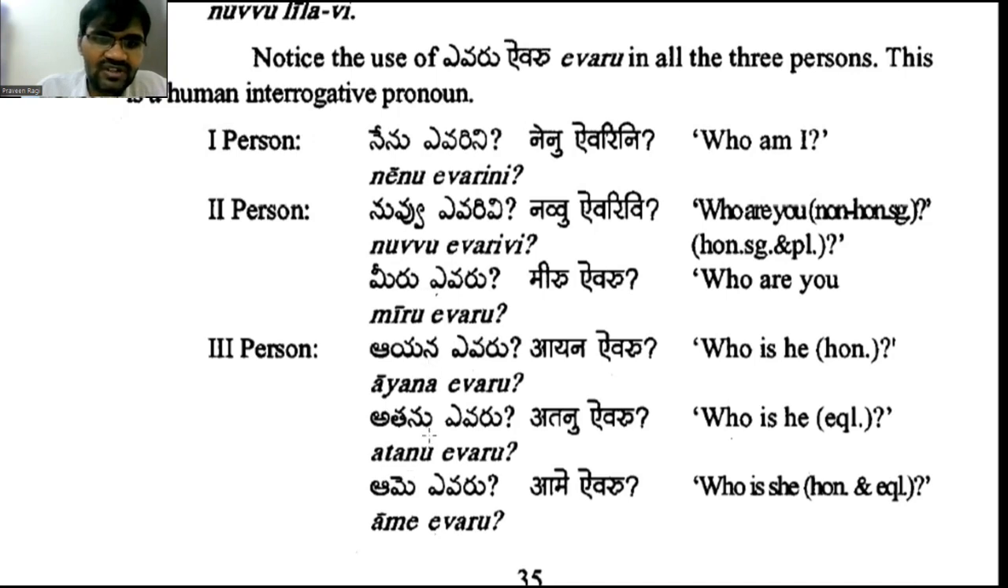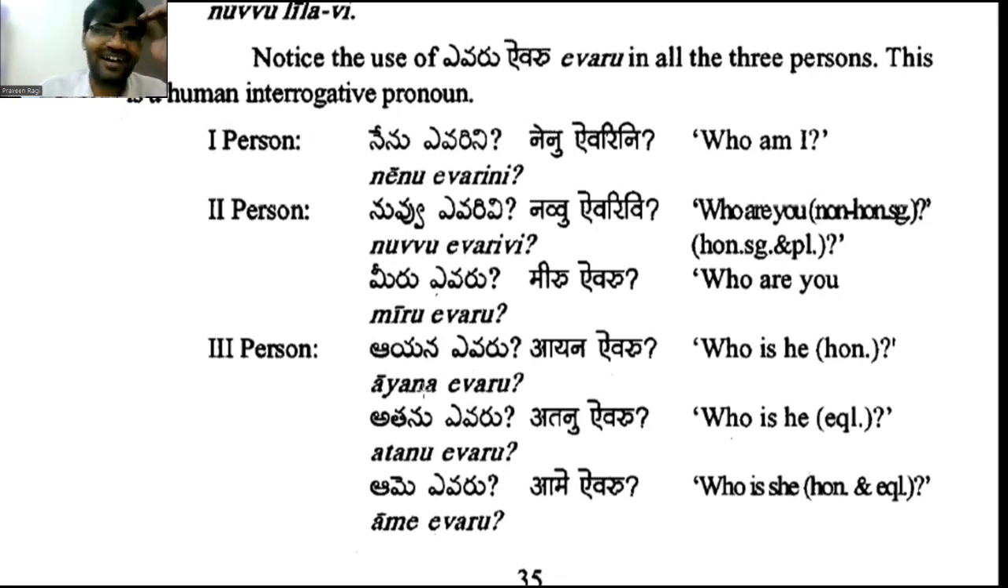Ayana Evaru. For all these, no suffix. It is as it is. Ayana evaru, who is he? Atanu evaru, who is he? Equal status. Aame evaru, who is she? In Hindi, for all these, the same meaning: वह कौन है? Am I right? Yeah. वह कौन है? ఆయన ఎవరు? But how do you differentiate?